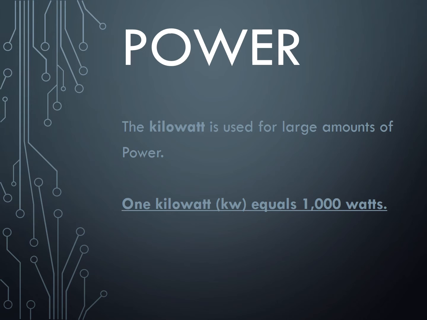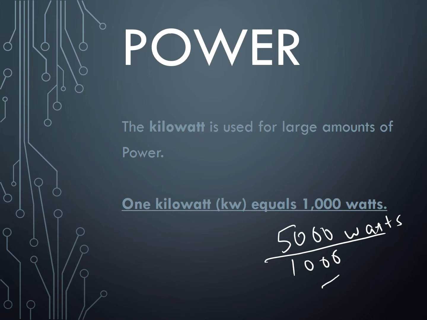In your practice problems today, you will be asked to change one of your answers from watts to kilowatts. So let's say, for example, they gave you 5,000 watts. How many kilowatts? Well, you just got to divide that by 1,000, and you get, for example, 5 kilowatts.